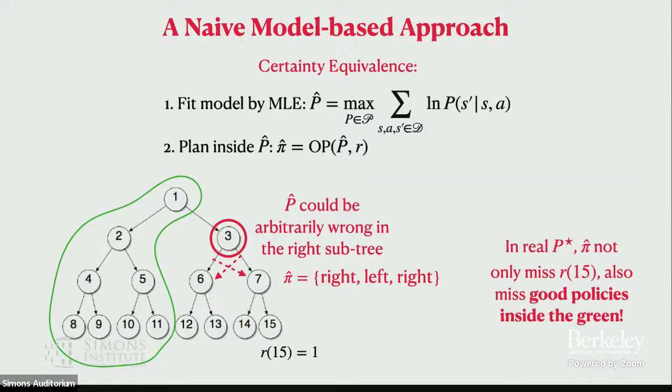Now, this naive approach could work really well if you have very diverse offline data, right? If the offline data covers everywhere, then this is a very reasonable model. And this is a model people actually sometimes use in practice too.